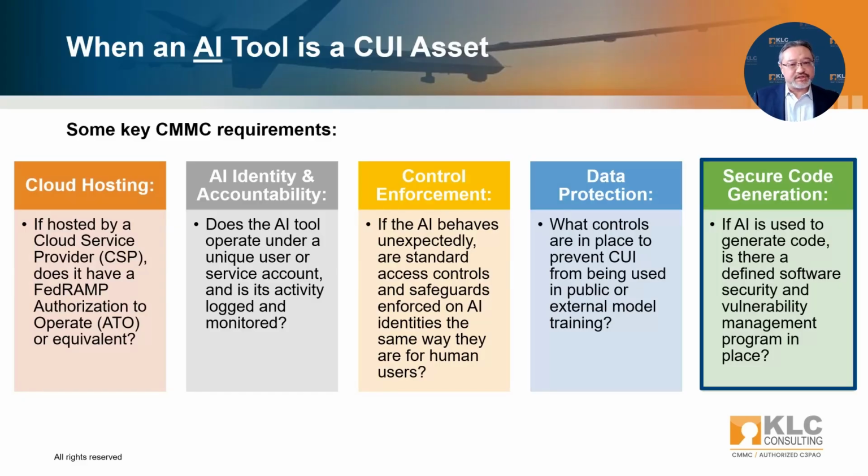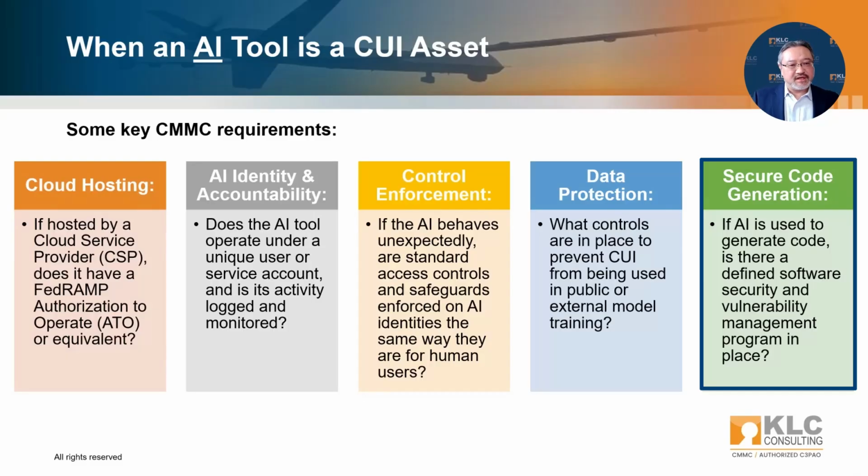Secure code generation. A lot of software developers use AI to generate code. Developers, when they provide information to AI tools to generate this code, the information provided to AI could be CUI, controlled unclassified information. And that means sometimes the code it generates could be controlled unclassified information as well. So you need to make sure that the information, the prompts, the specifications that you provide to AI, are protected.